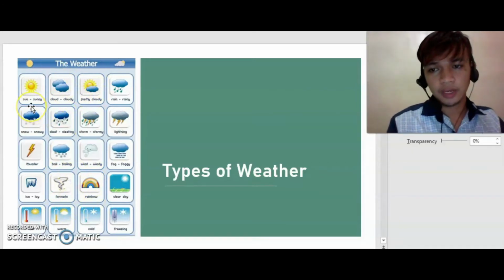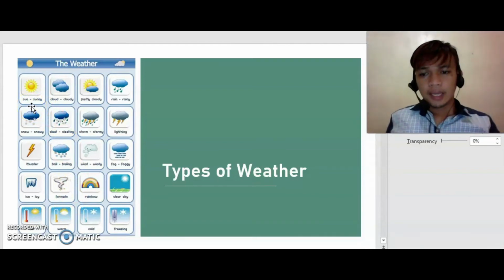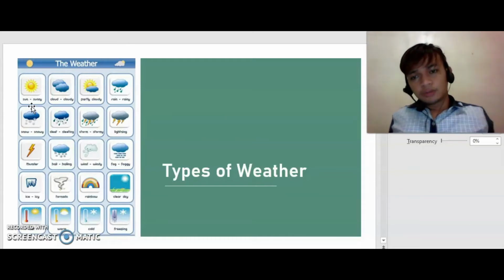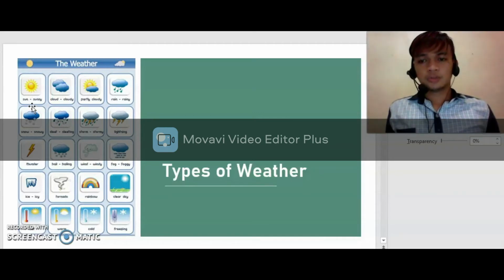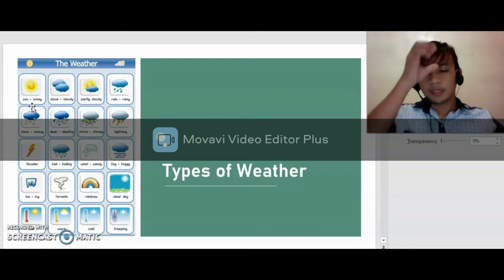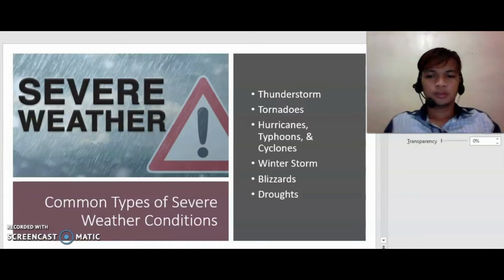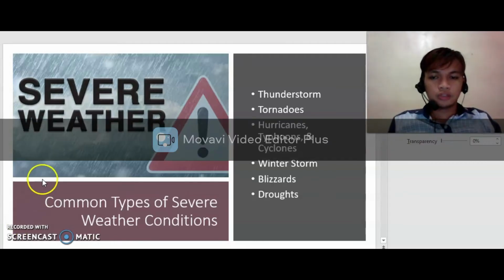So what are the basics? So we have sunny day, no, cloudy day, meron tayong windy day, okay? At yung iba dito, meron na silang partly cloudy, cloudy skies, snowy, okay? Meron na din silang stormy, and etc. Now, here are the common types of severe weather conditions, such as thunderstorms, tornadoes, hurricanes, typhoons, cyclones, winter storm, blizzards, and droughts.